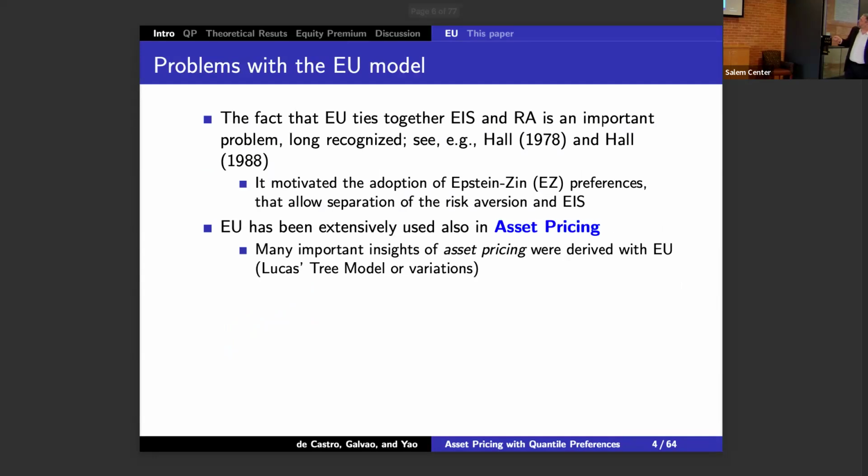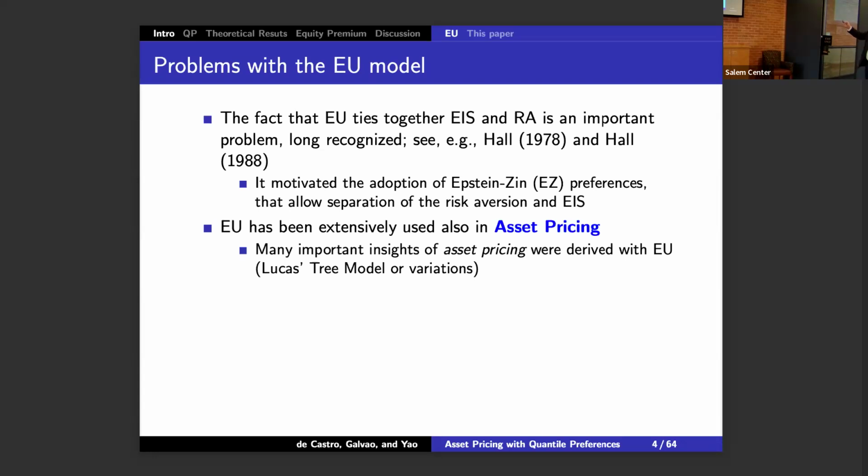The big picture is that this problem that I just explained to you, the fact that expected utility ties together risk aversion and elasticity of intertemporal substitution, was a problem that was discovered or realized and talked about by Hall in '78. And they said, well, we have to do something about this because these are two different economic objects or concepts. How will you deal with it?